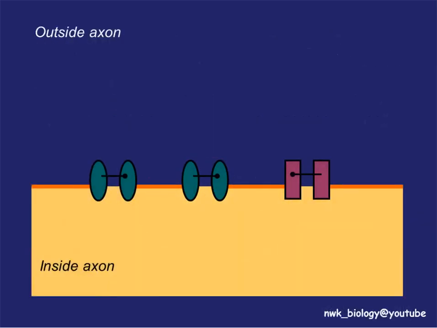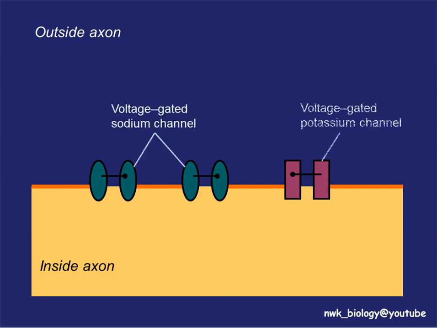Let's look at the steps to generate an action potential. The diagram here shows part of the axon in the neuron. In the neuron, there are voltage-gated sodium channels which transport sodium ions into the axon, and voltage-gated potassium channels which transport potassium ions out of the axon.